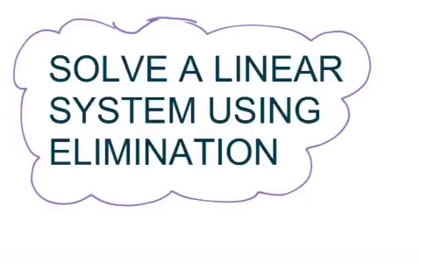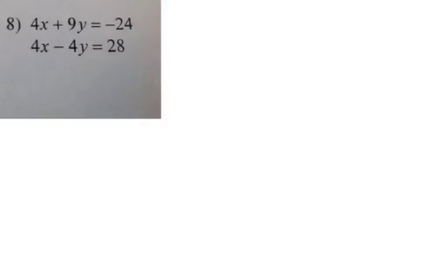Okay, ladies and gentlemen, this video is on solving linear systems using elimination. Let's take problem number 8 that we had on our worksheet earlier. Notice that right over here, both of them are 4x's. So 4 and 4 is 8, but I wanted to make it a 0. So what I'm going to do is do a minus.